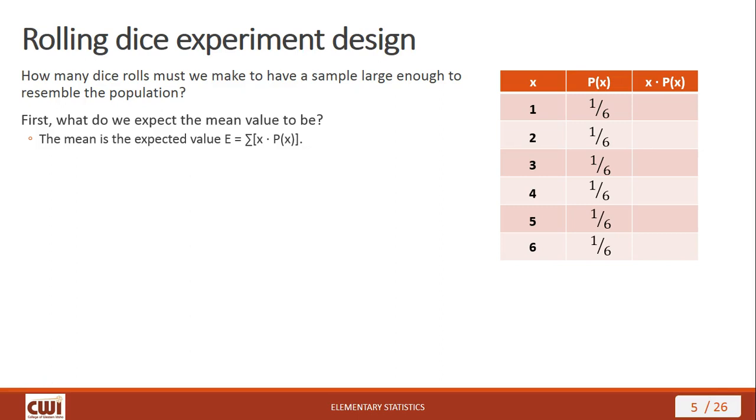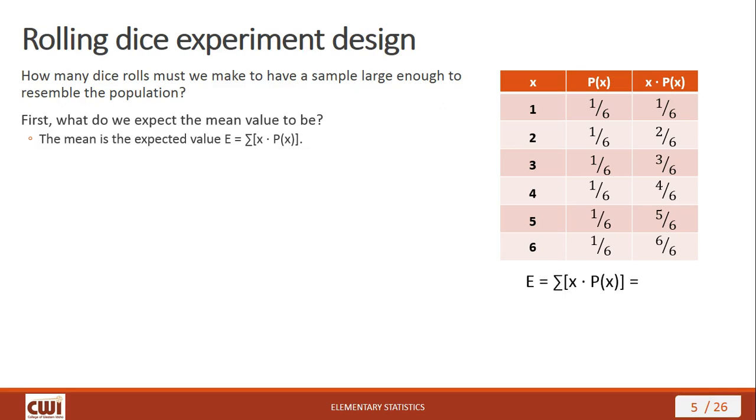So now in order to calculate the expected value, we multiply each of these random variables by their associated probabilities. So 1 times 1/6 gives us 1/6. 2 times 1/6 gives us 2/6, and so on and so forth for the rest of the values in the table. Now, to get the expected value, we add these products together.